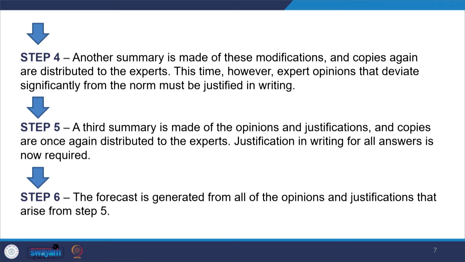So, in that condition, we get those very different answers that somebody is giving, we try to collect them in the form of writing and they have to justify that. Then a third summary is made of the opinions and the justifications. So, first round, second round, third round, and copies are once again distributed to the experts. Justification in writing for all answers is now required, right. And in step 6, the forecast is generated from all of the opinions and justifications that arise from step 5.